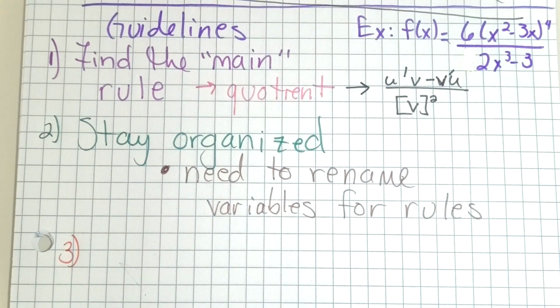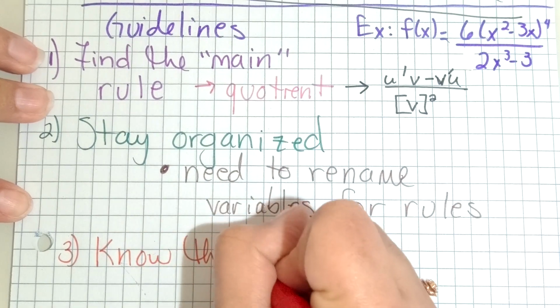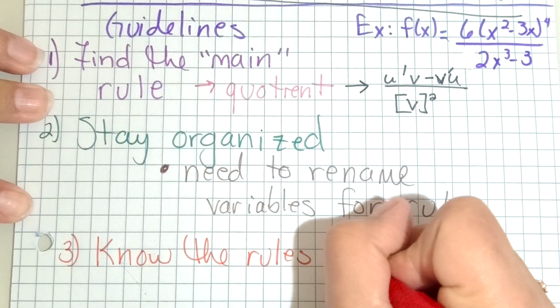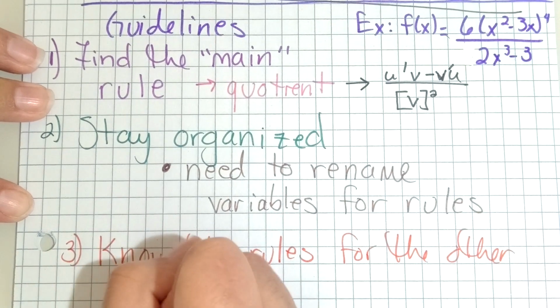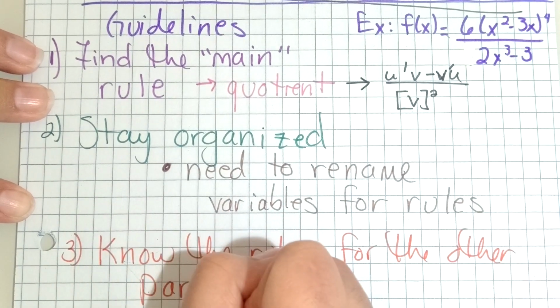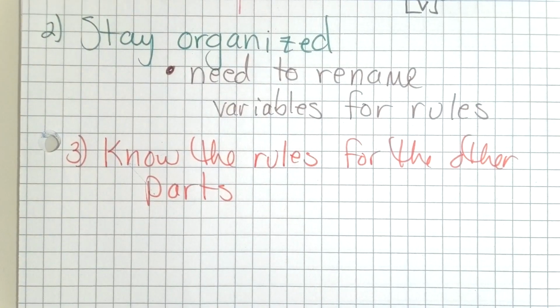Guideline 3 is to make sure you know the rules for the other parts. Now, when I say know the rules for the other parts, I'm not talking about power rule. I'm talking more specifically about special functions, if you use chain again, if you use product again, if you use quotient again.